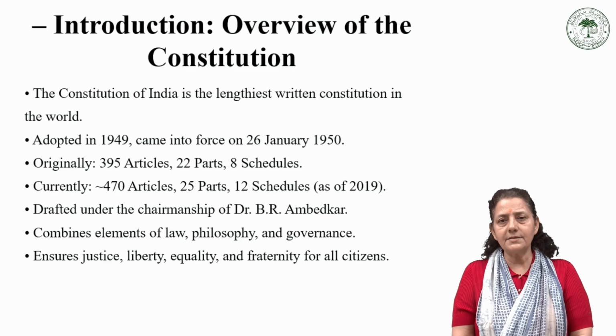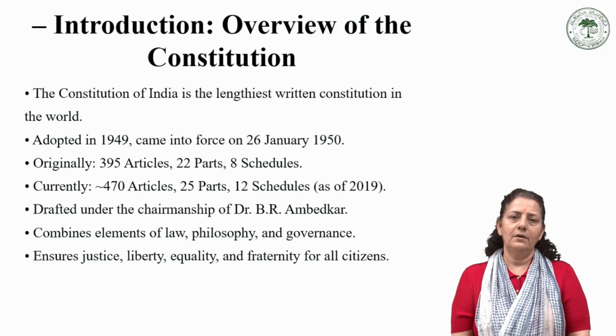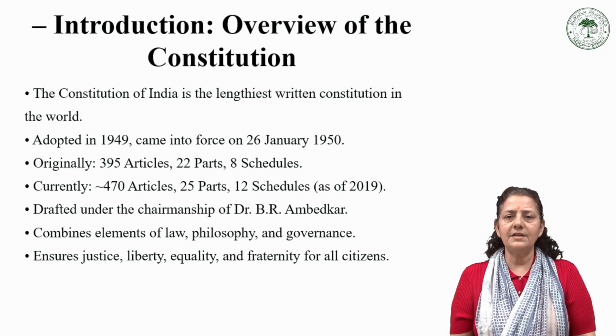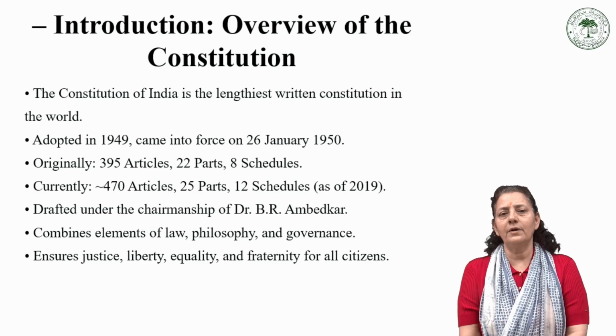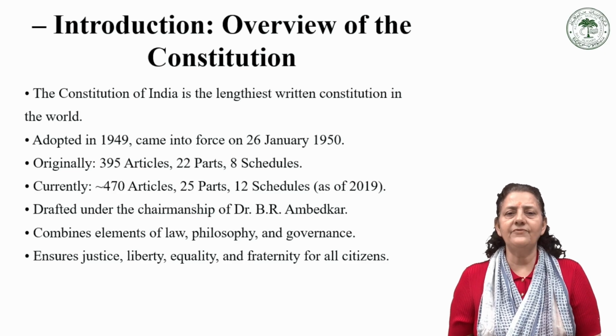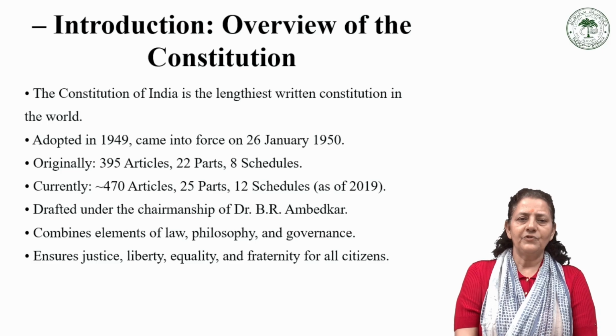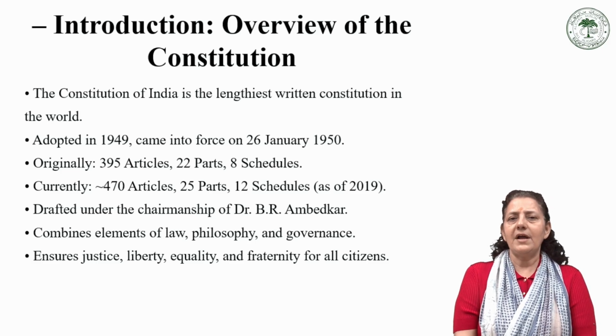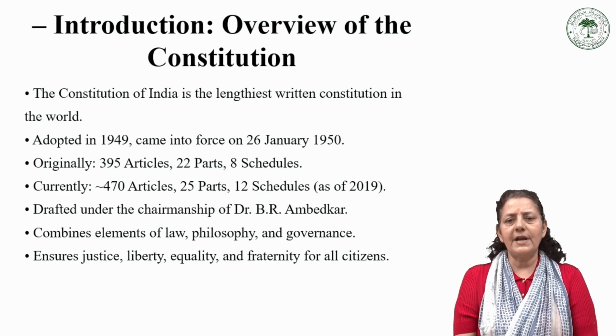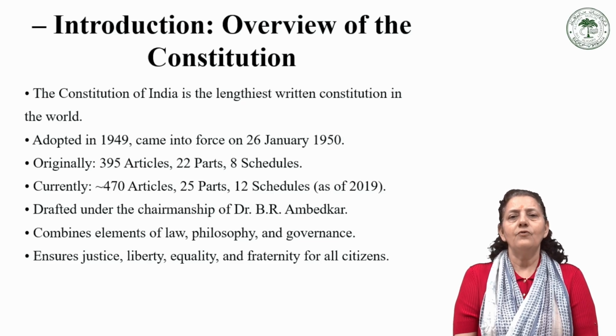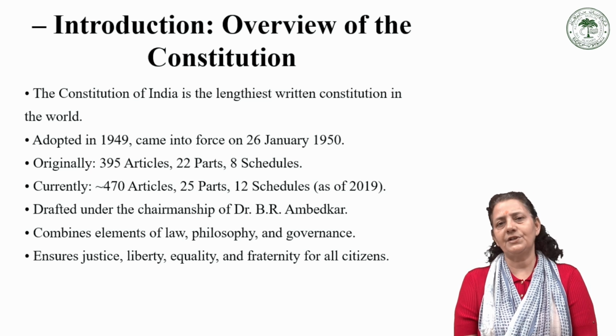It is the lengthiest written constitution in the world, adopted in 1949 and enforced on 26 January 1950. Originally, it contained a preamble, 395 articles, divided into 22 parts and 8 schedules. As of 2019, it consists of about 470 articles, divided into 25 parts and 12 schedules.